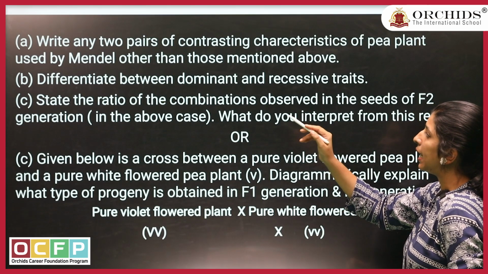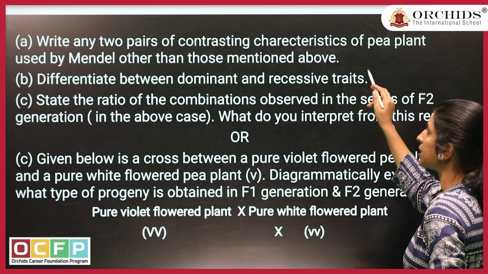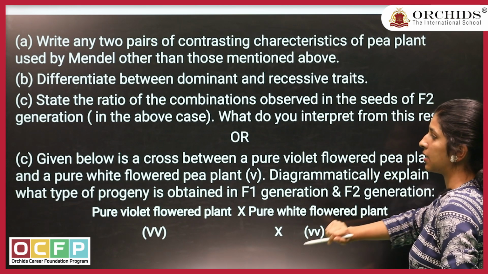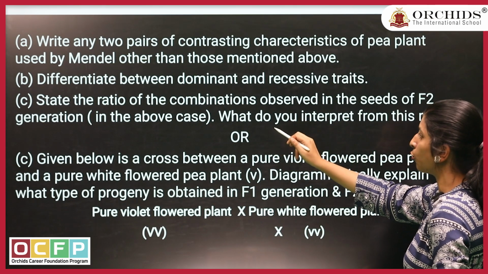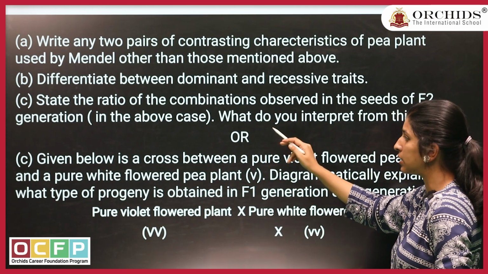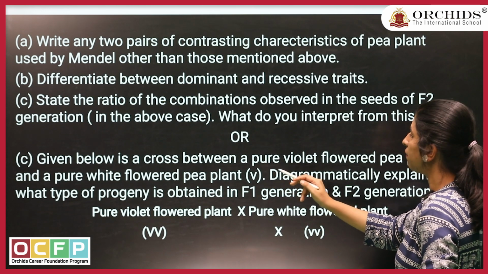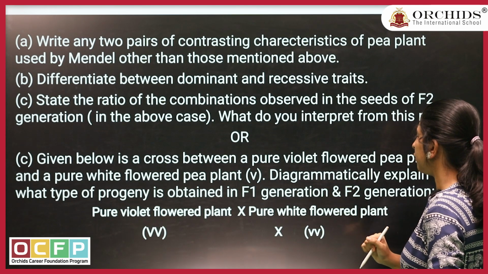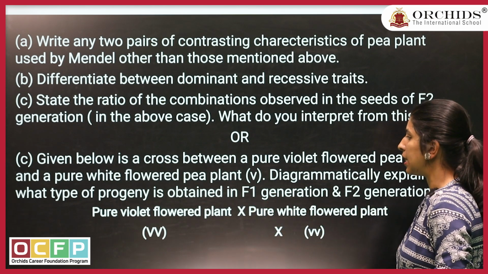The first question is, write any two pairs of contrasting characteristics of pea plant used by Mendel other than those mentioned above. The second question, differentiate between dominant and recessive traits. The third question, state the ratio of the combinations observed in the seeds of F2 generation in the above case. What do you interpret from this result? Or we have an OR question for this third question. Given below is a cross between a pure violet flowered pea plant, capital V, and a pure white flowered pea plant, small v. Diagrammatically explain what type of progeny is obtained in F1 generation and F2 generation. And they gave us the phenotype and genotype of the parents too in this case.